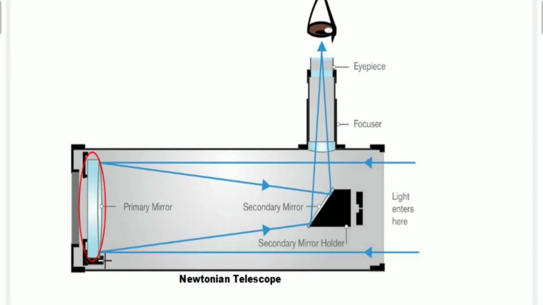So this is the main theme, and Newton worked on this. He used two mirrors: the primary mirror, which is called the spherical mirror, and the secondary mirror, which is called the plane mirror. So this is the main theme behind it, and this is the answer to why the mirrors are used.